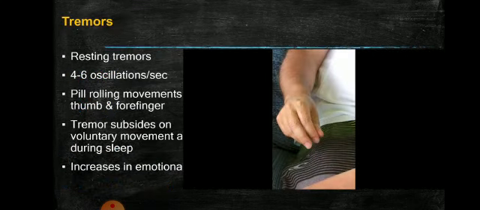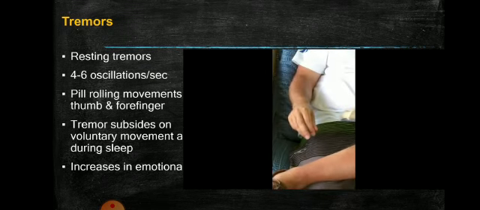Now the tremors with Parkinsonism, it is a resting tremor, 4 to 6 oscillations per second. Another very significant feature with the fingers, there's something like a pill rolling movement of the thumb and the forefinger. That movement keeps on happening, and you can see that the tremor subsides on voluntary movement. Whenever the person tries to do a movement, the tremor comes down. So that's why we call the tremor of Parkinsonism the resting tremor, and the tremor increases in any emotional outburst. Can you see? That's a pill rolling movement which is happening there.